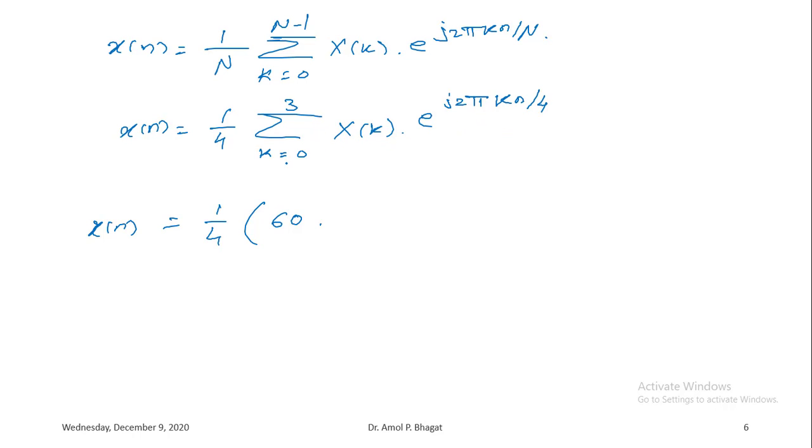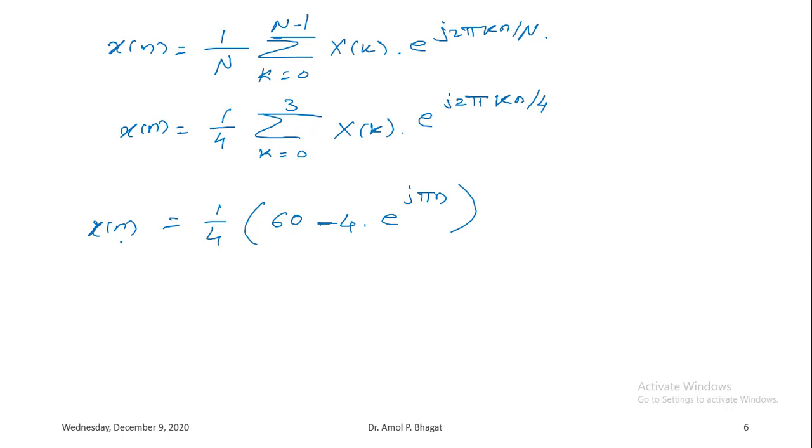Then for k equals 2, the value of x of 2 is minus 4, so I'll have this minus 4 multiplied by e to the power, with k equals 2, 2 multiplied by 2 will be 4, right? So the 4 will get cancelled, so it will be simply j pi n. Then the last value of k will be 3, and x of 3 is again 0, so this value will be 0, and this is nothing but your x of n. Okay, that is the circular convolution result.